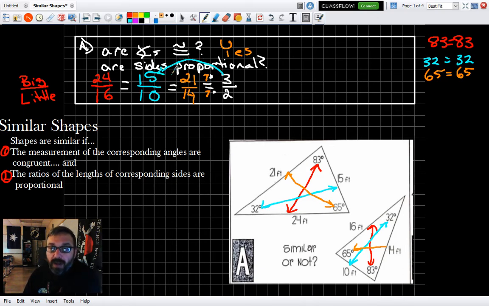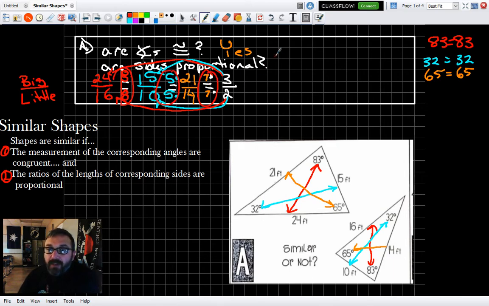3 times what is 15? Well, 3 times 5 is 15. 2 times what is 10? 2 times 5 is 10. Oh, look, 5 and 5. Those are proportional. Well, let's check the last side. 3 times what is 24? 3 times 8 is 24. Okay, let's check the bottom. 2 times 8 is 16. Top and bottom are the same. So are all of my sides proportional?